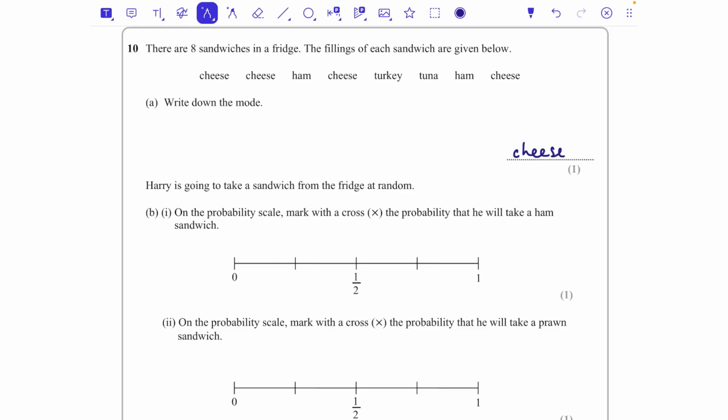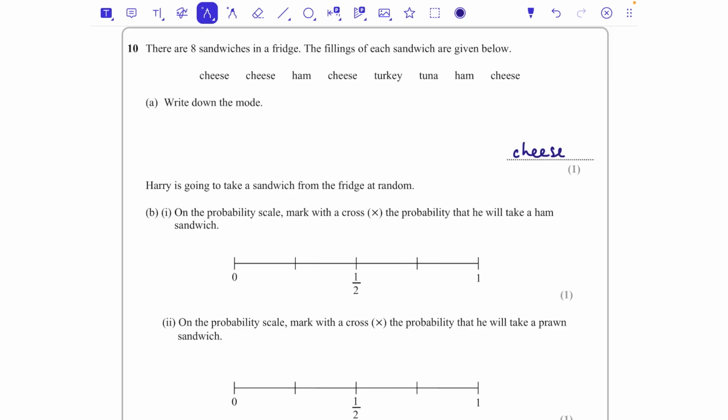Just a reminder that median is in the middle, but you've got to put them all in order first. And the mean is when you add them all together and divide by how many there are. And then Harry is going to take a sandwich from the fridge at random. So on the probability scale, mark with a cross the probability he will take a ham sandwich.